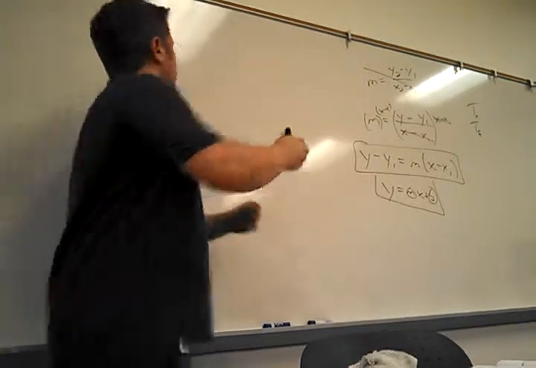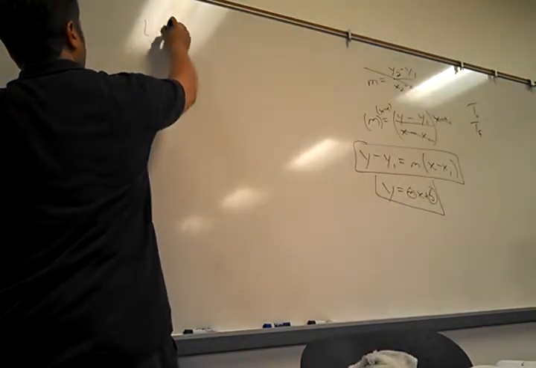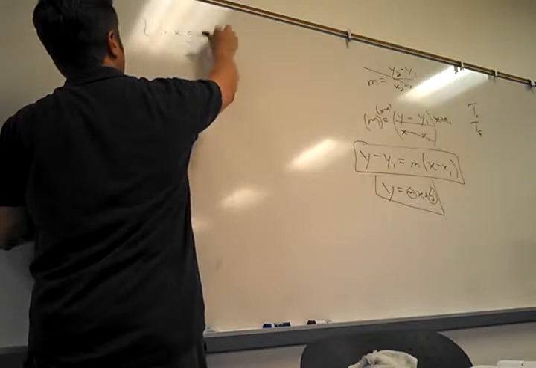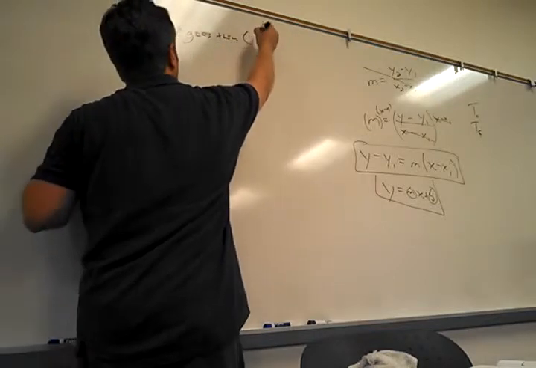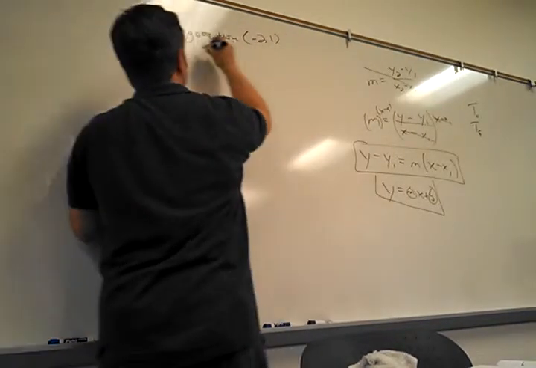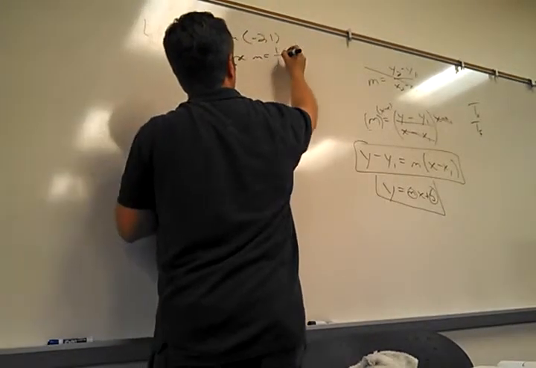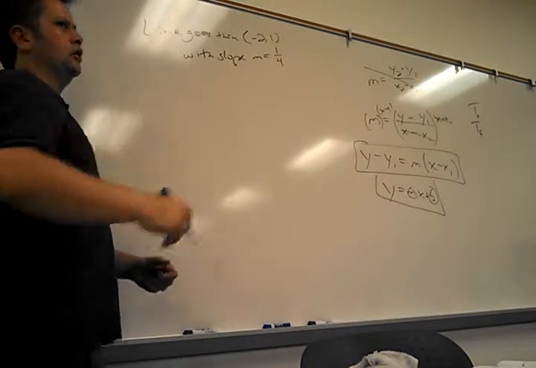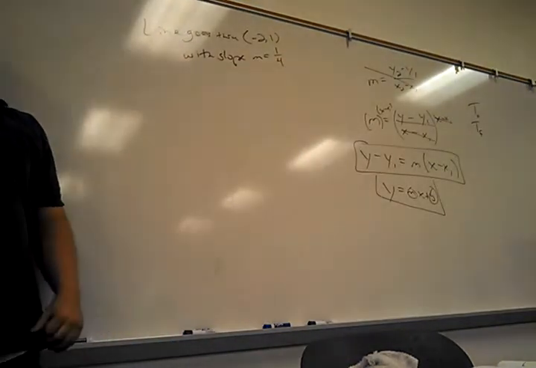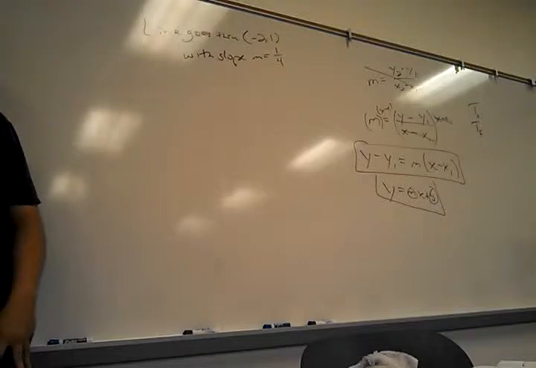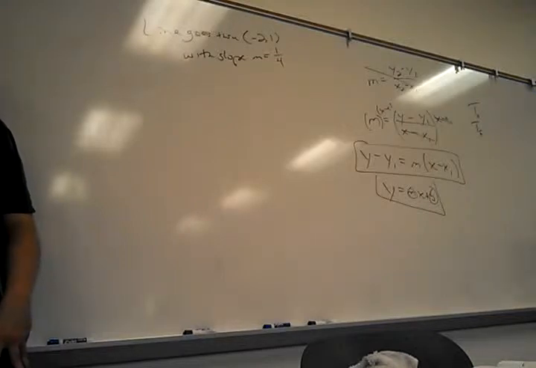But I don't just have to give the y-intercept. Let me give you this. What if I say a line goes through negative 2, 1, with slope equal to 1/4? Can you graph that line? Do it.